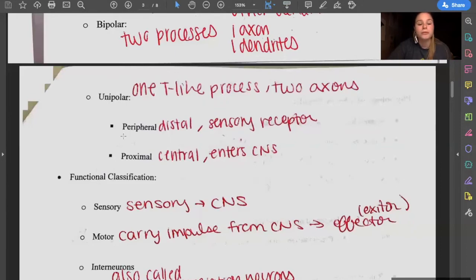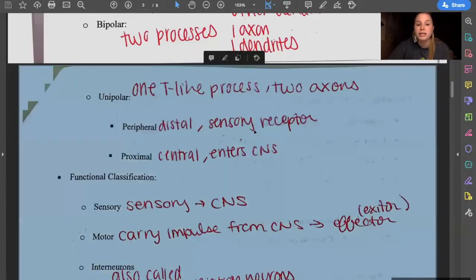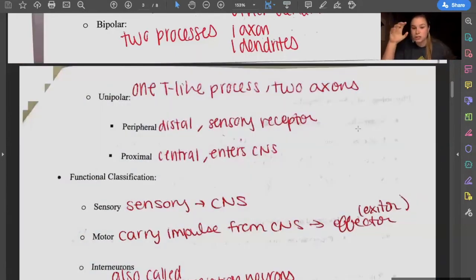Okay, so peripheral is going to be our distal. It's going to be our sensing, right? So if we're saying fingers are distal, these are a lot of our sensors, okay? And then proximal is our central. It enters the central nervous system, right? We're getting closer and closer to the midline.